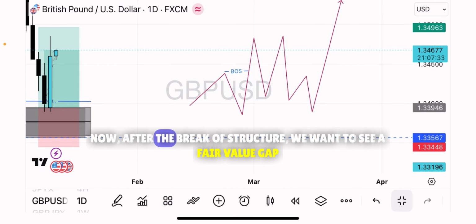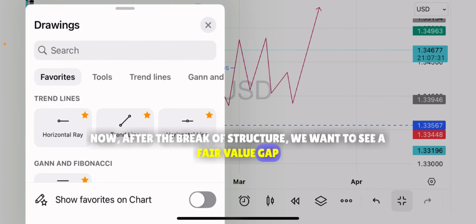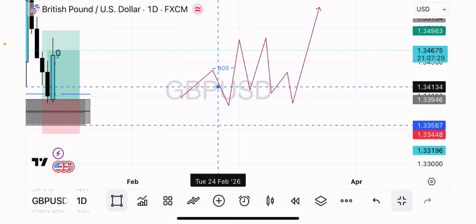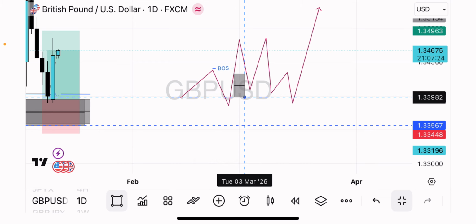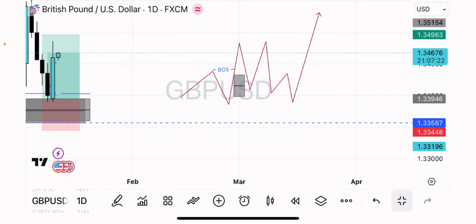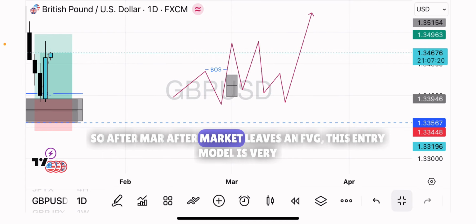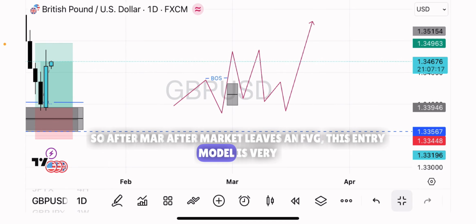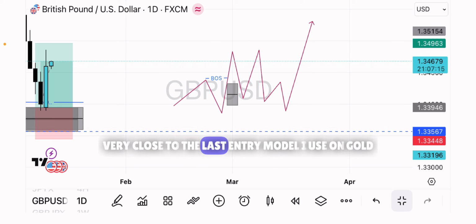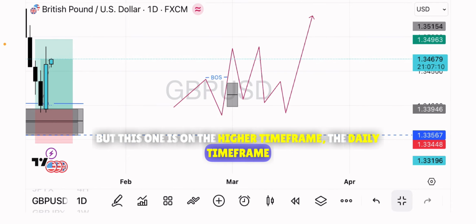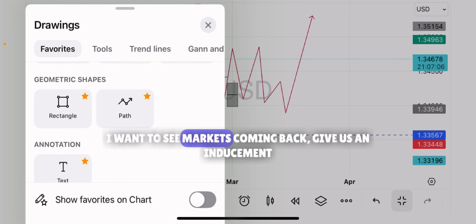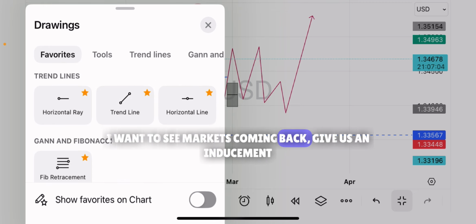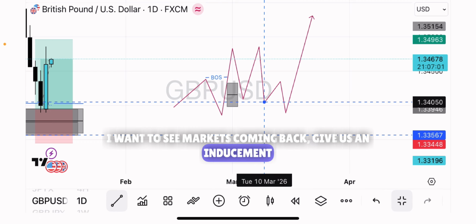Now after the break of structure, we want to see a fair value gap. We want to make sure that the market leaves behind a fair value gap here. We all know FVG. So after the market leaves an FVG, this entry model is very close to the last entry model I used on gold, but this one is on the higher time frame, the daily time frame. So what do I want to see again? I want to see the market coming back and giving us an inducement.